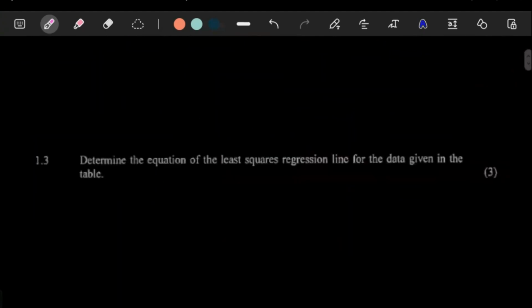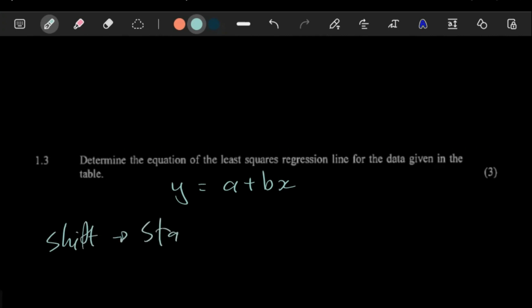1.3 says, determine the equation of the least squares regression line for the data given in the table. So for the equation of the least squares regression line, you're going to say y is equal to a plus bx. Now, obviously, to get a and b, we can use our calculator. We have to say shift stat. So let's write that down. You're going to press shift, and then stat. It's shift stat, right? And then you're going to press 5 for reg.